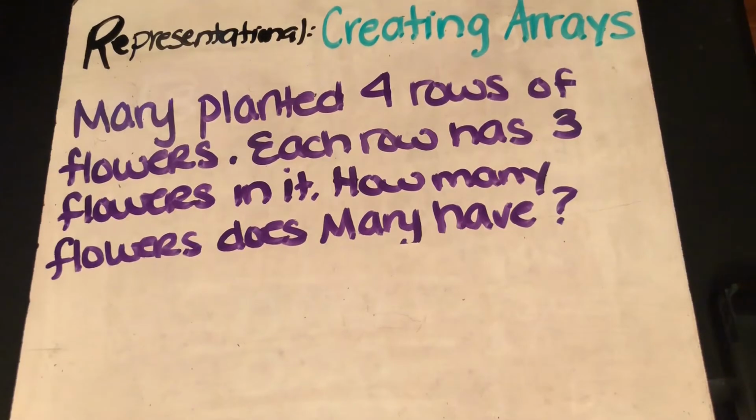Next, we're going to do the representational approach for creating an array. Earlier, we used counters to help us represent what Mary had planted in her garden. But when we are bridging to the representational stage, students will draw pictures of their array that they constructed using their manipulatives. For instance, a student who used counters to represent their array would build a 4 by 3 array with a drawing like this.